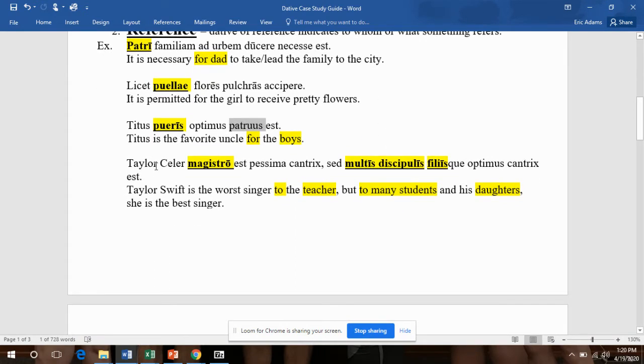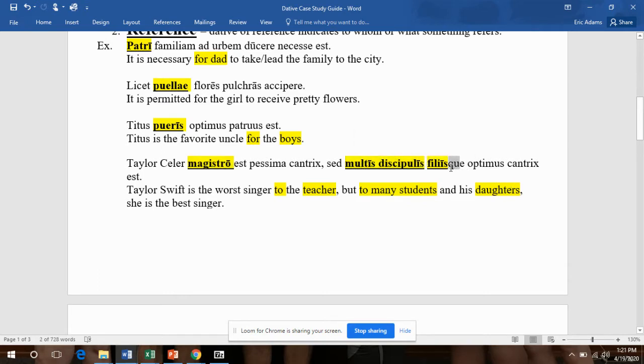Then finally, we have the example that I often use in classes with musical acts, and I've chosen to go ahead with Taylor Keller, which we all know is Taylor Swift. Taylor Swift is the pessima cantrix. Pessima means worst. Like if you're pessimistic, you expect the worst. Cantrix, of course, means singer. So she is the worst singer for the teacher. Don't much care for her, perhaps. Sad, but dative case, to or for many students.